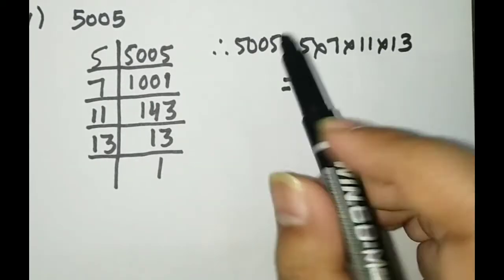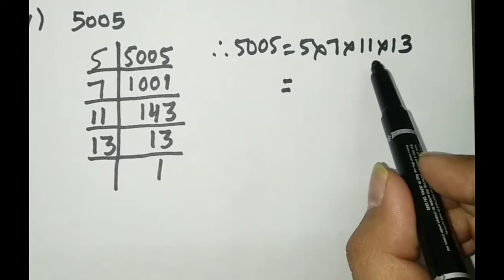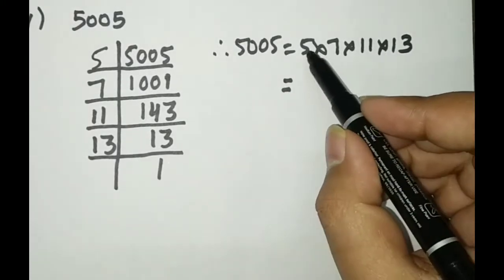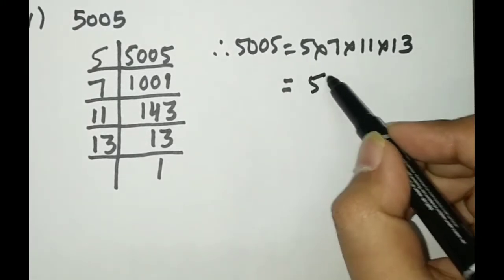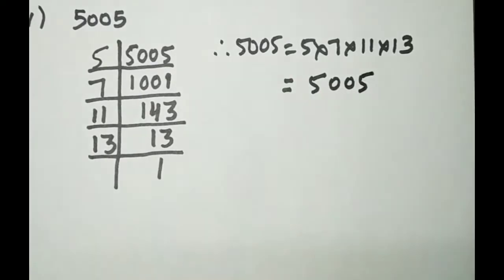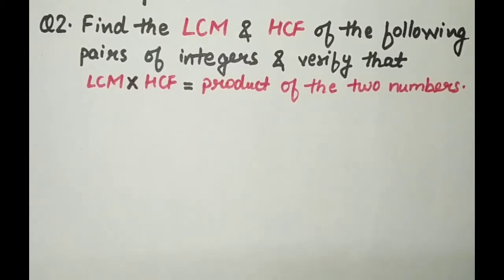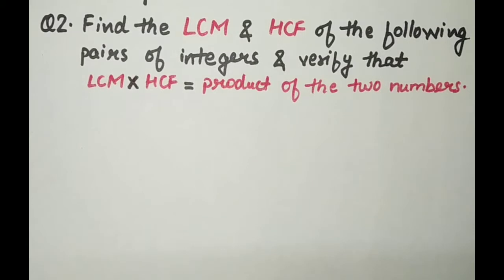In the end we have to see the product of every prime factor must be equal to that number. So the product of these numbers will be 5005. Now the second question is, find the LCM and HCF of the following pairs of integers and verify that the product of LCM and HCF of those two numbers must be equal to the product of those two numbers.